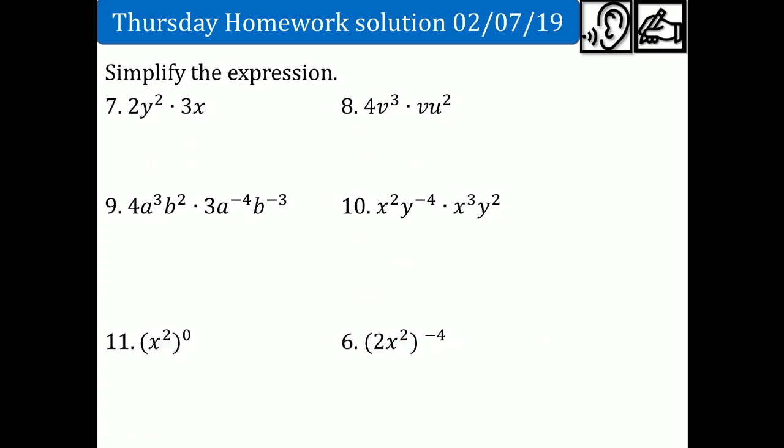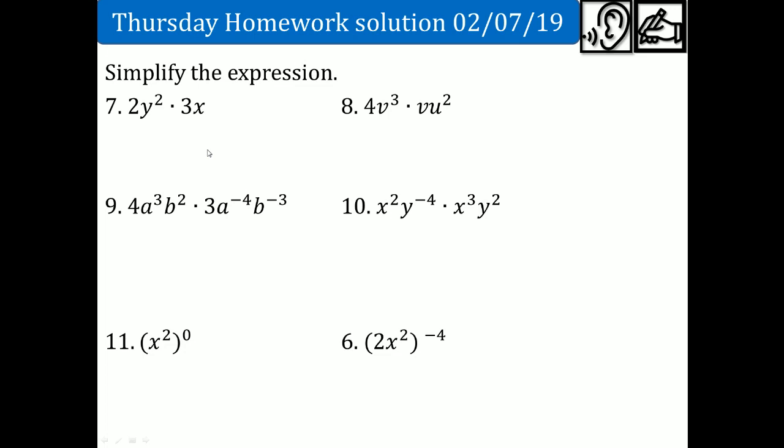7, 8, 9, 10, 11, and is that 6? Did I type that wrong? Let's see. Oh, that should be 12. I'm sorry, that should be 12. Alright, simplify the expression.